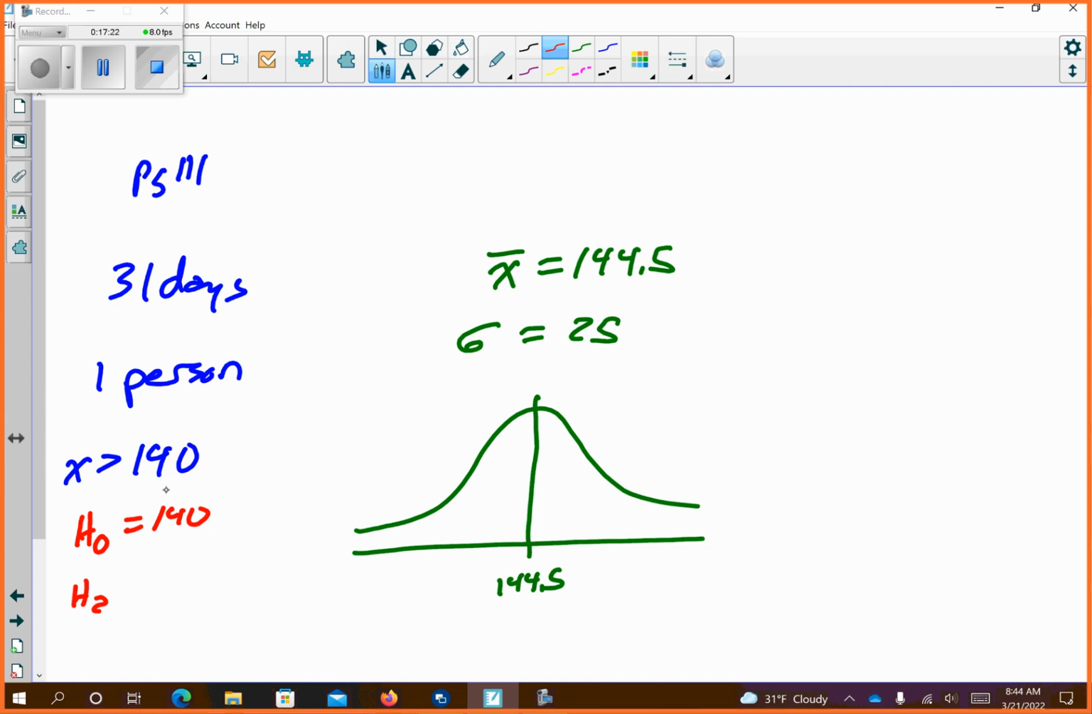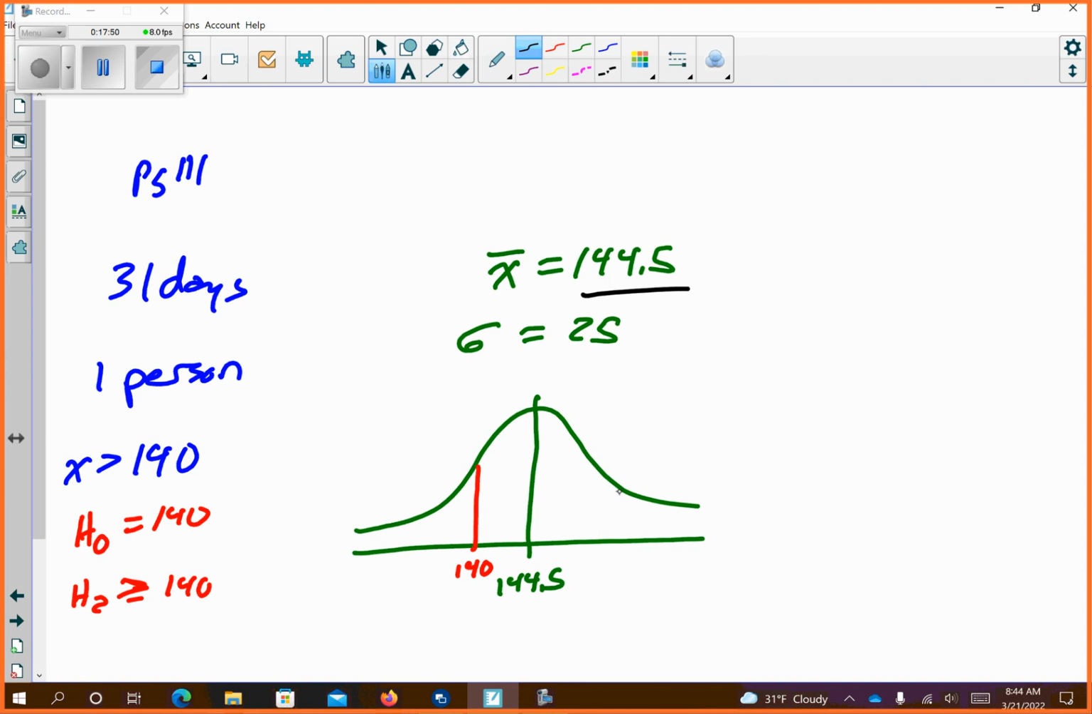The 144.5 is going to go on a normal curve. Right now, that 140 is technically right here. Then 144.5 is what we would plug into the calculator to find our p-value. And then we could also do this for our alternative that we're greater than 140. So this person realized, okay, I got 144.5. That's what my data showed. That was my average over 31 days.